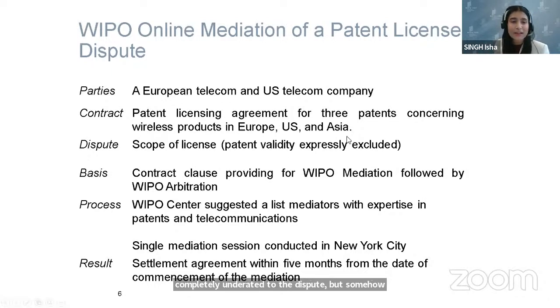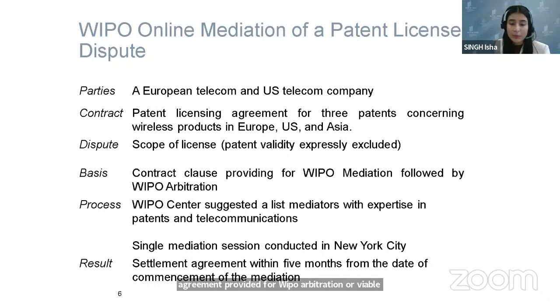Well, in this case, the parties are a European telecom company and an American telecom company. The dispute mainly pertains to a patent licensing agreement in relation to 3 patents that were registered in Europe, US, and Asia. And the dispute resolution clause in the agreement provided for WIPO arbitration, WIPO mediation, followed by WIPO arbitration.